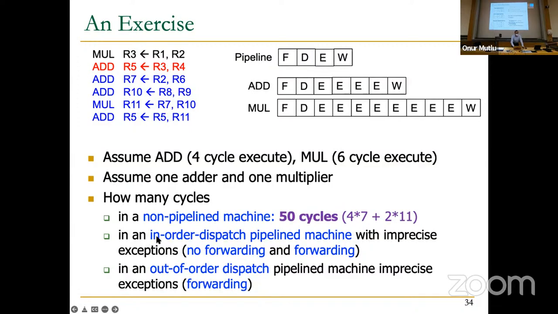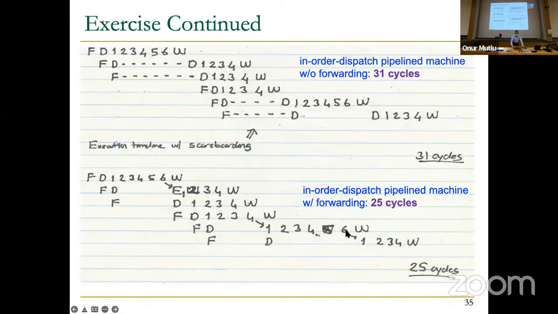And then the next question is, how long does it take to execute this in an in-order dispatch pipeline machine with imprecise exceptions? So we're going to ignore precise exceptions, with no forwarding and forwarding. And how long does it take to execute this in an out-of-order dispatch pipeline machine with imprecise exceptions with forwarding? So let's do the first one.